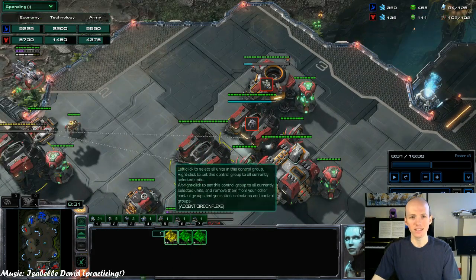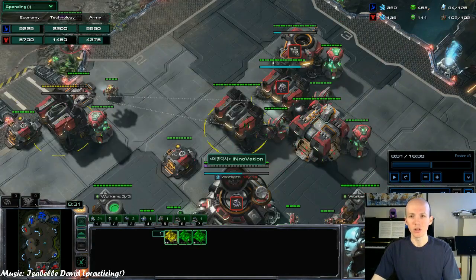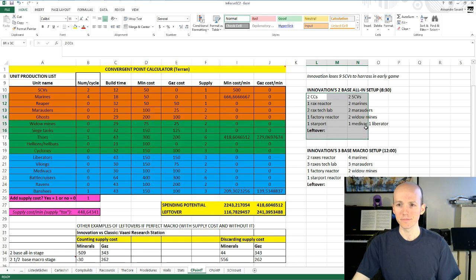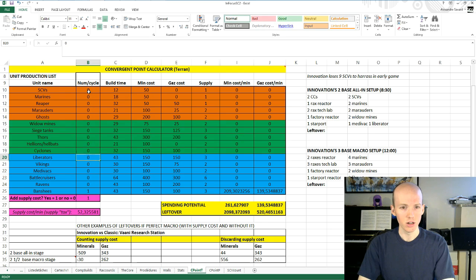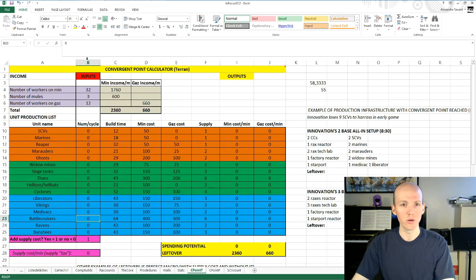So now he's on this two-base economy, and that's what his production buildings are. Now I wrote down this production setup right here, and we're gonna calculate how much spending potential that gives him. So first of all, again, we're going to input the economy he's got. He's on pretty much 32 SCVs. As we said, he doesn't exactly have 32 SCVs, but we're going to pretend he does. And he's got 2 mules to work with. And yeah, he's got 12 workers on gas.